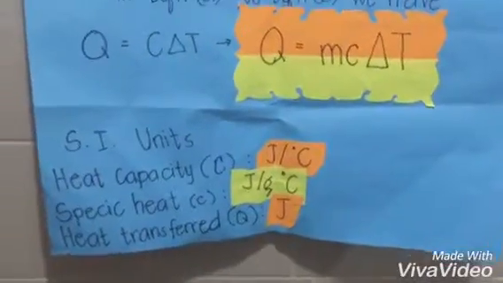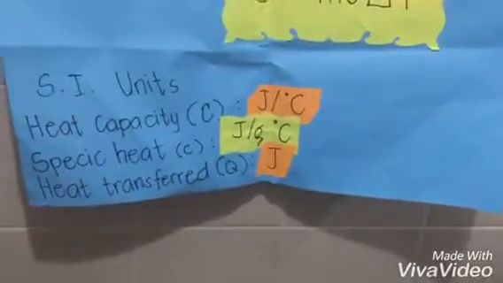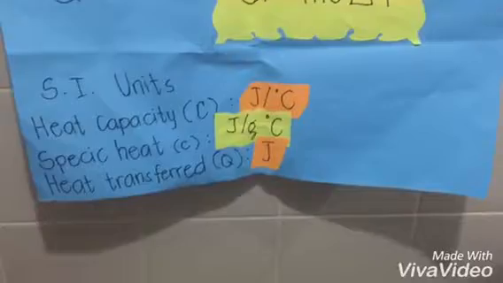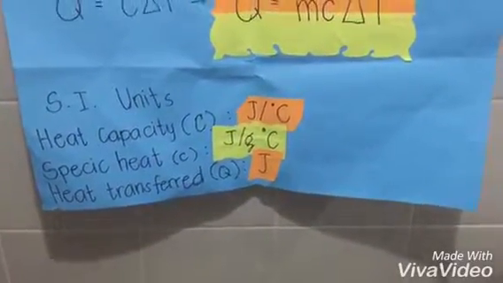The SI units for heat capacity are joules per degree Celsius. For specific heat, it's joules per gram degree Celsius. For heat transferred, it is joules.